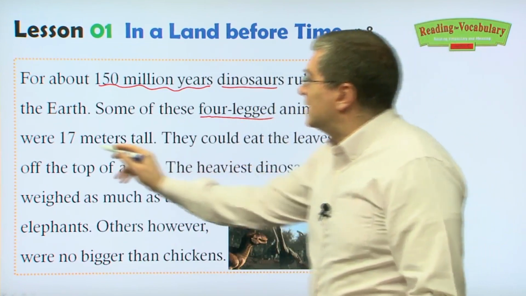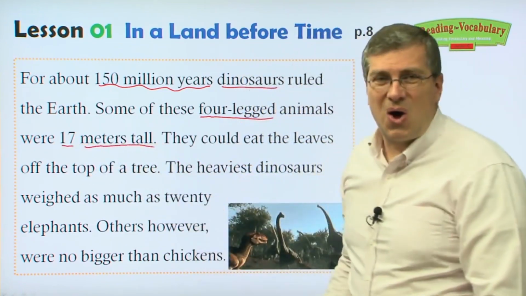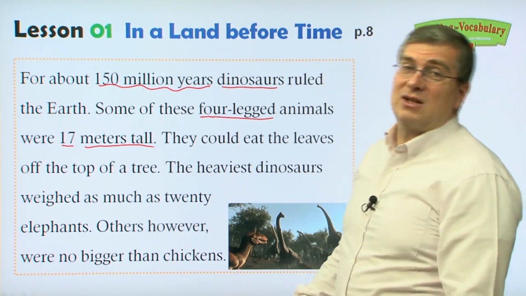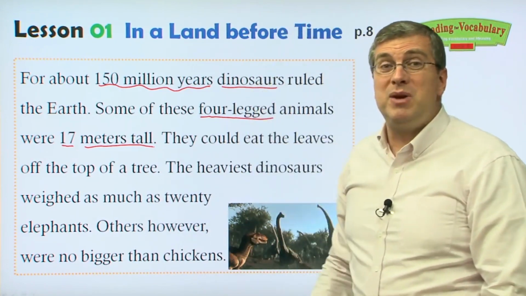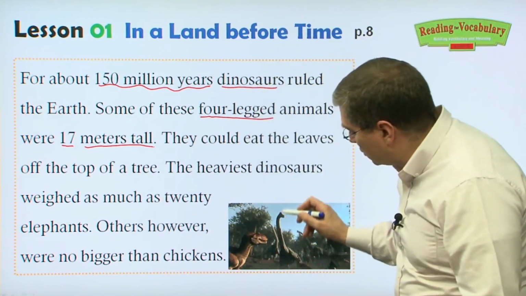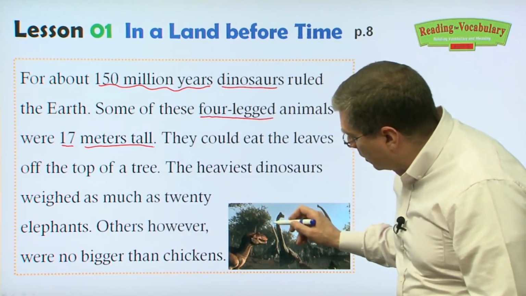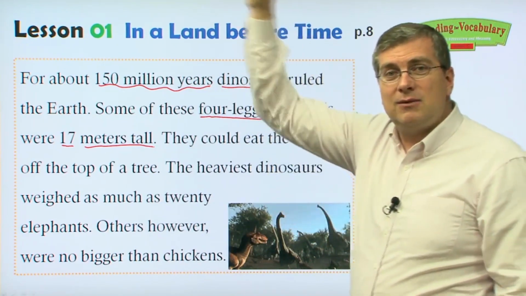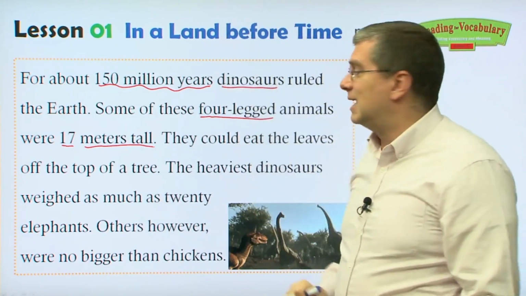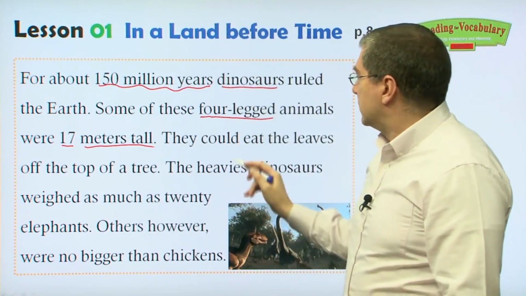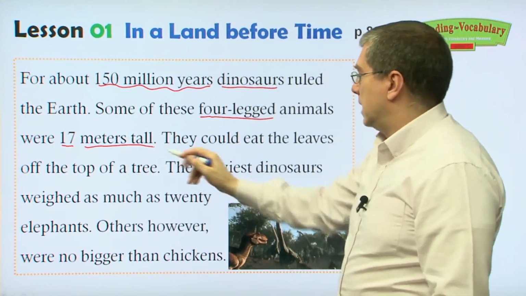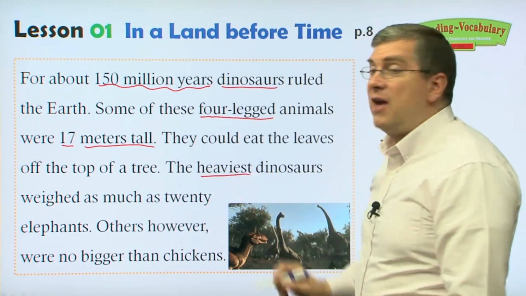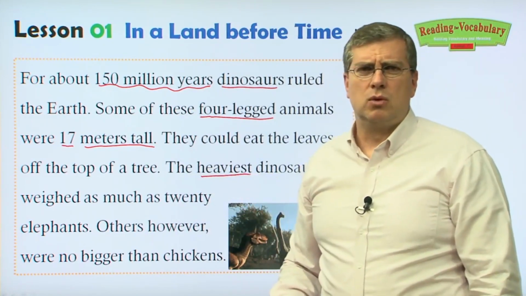So some dinosaurs had two legs, but many dinosaurs had four legs. Four-legged animals. 17 meters tall. Oh my gosh, that's so high, right? That's like a building. That's these creatures here. They were so tall so they could reach the leaves on the tops of the trees and eat them. So there were very tall dinosaurs. There were very heavy dinosaurs.